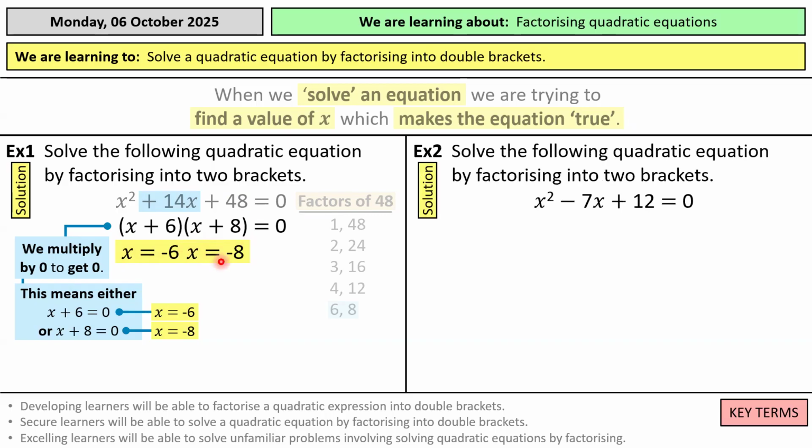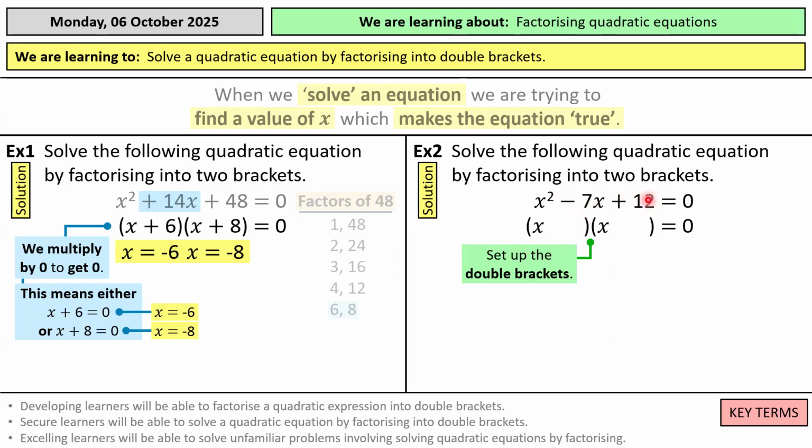Okay, look at the next question. Solve the following quadratic equation by factorizing into two brackets. So we first put two brackets. Then this is x squared, so you can write x and x here. Now think about two numbers. When you multiply, you should get positive 12, and when you add, you should get negative 7.